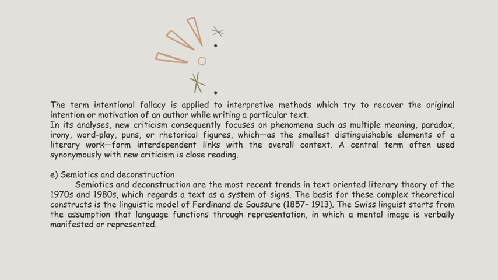Next, semiotics and deconstruction. Semiotics and deconstruction are the most recent trends in text-oriented literary theory of the 1970s and 1980s, which regard a text as a system of signs. The basis for these complex theoretical constructs is the linguistic model of Ferdinand de Saussure. The Swiss linguist starts from the assumption that language functions through representation, in which a mental image is verbally manifested or represented.